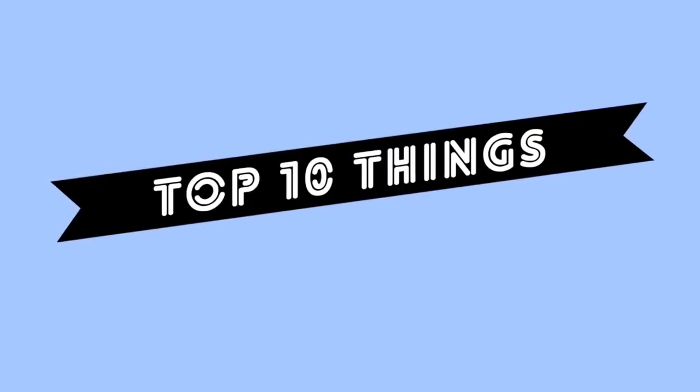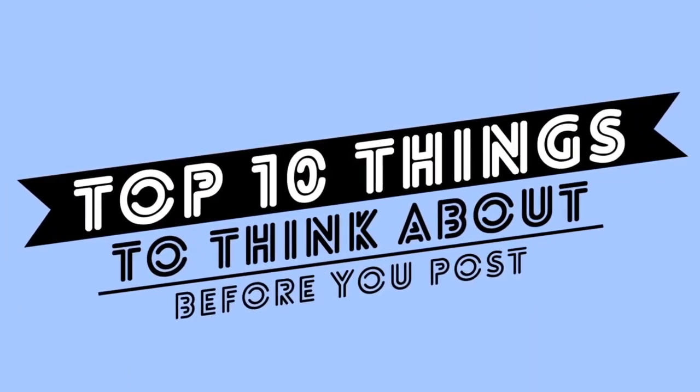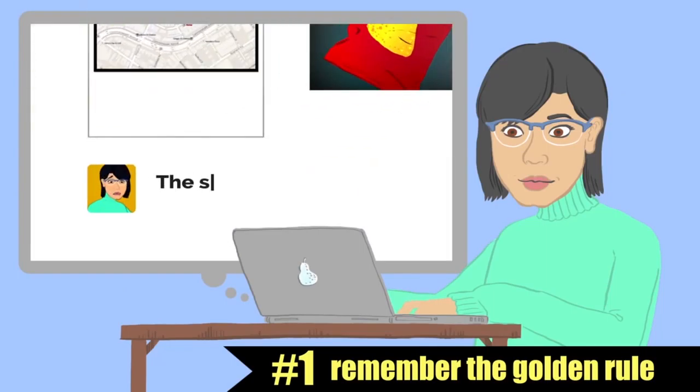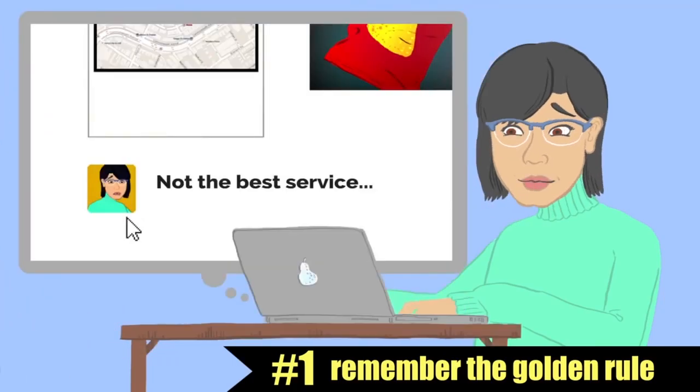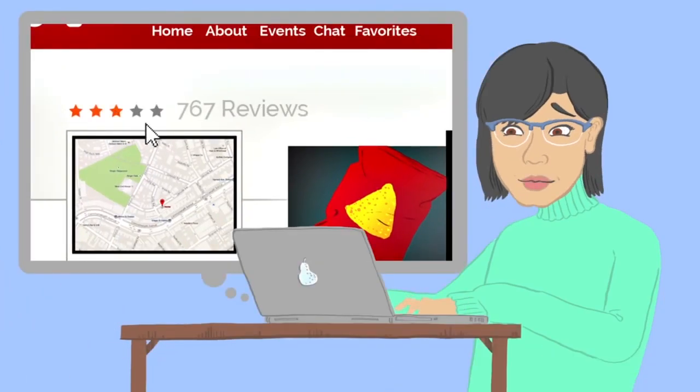The top 10 things to think about before you post. Number 1. Ask yourself, would you say it in real life? If the answer's no, don't post it online. And if you wouldn't want it said about you, don't post it about someone else. That's the golden rule.